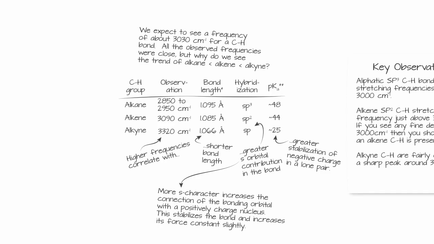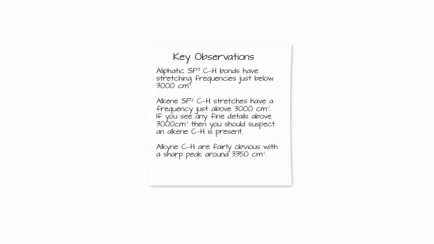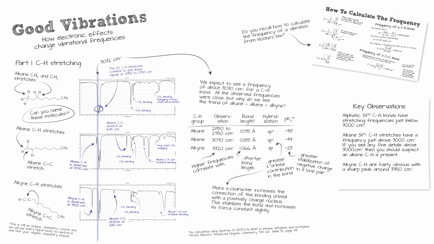So they're really easy to spot. So here's some key observations. Basically, draw your line down at 3000. Anything just to the right is SP3. Anything that's higher in frequency is SP2, and if it's a lot higher in frequency, it's SP. So those are some notes that we might expect from carbon-hydrogen vibrations.